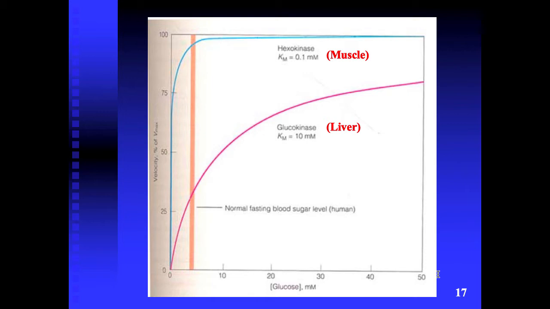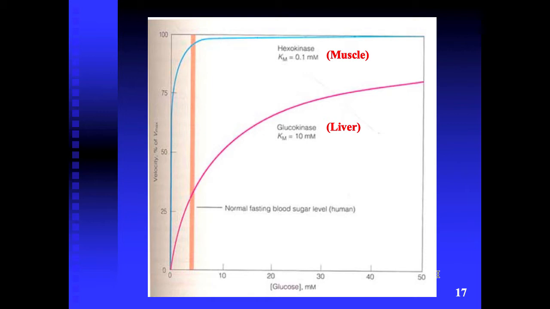What's our substrate? This is glucose concentration. And our product is glucose 6-phosphate. So how fast can each of these enzymes convert glucose to glucose 6-phosphate? Well, let's look at glucokinase first. We said it's got a large Km, and that Km is 10 millimolar. Again, who cares? What does that number mean? Let's compare it to real life.